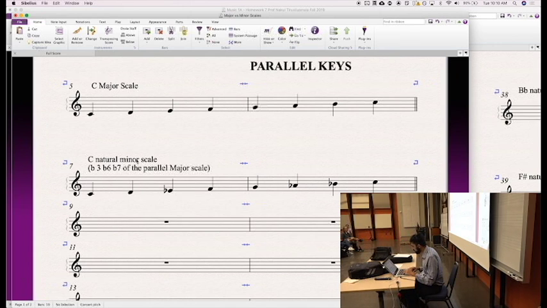So we have the C major scale, right? If you have the C natural minor scale, you have basically the third scale degree flat. The sixth scale degree is flat. Okay, let's try a different scale, okay?